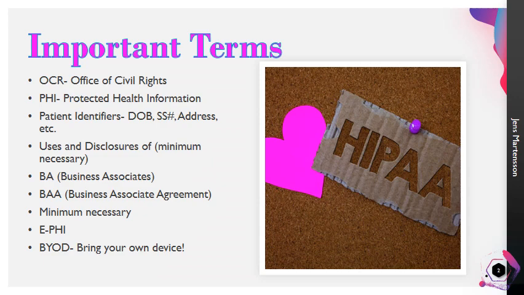So here we'll start with some important terms. Just wanted to bring a couple to your attention that you'll hear me use frequently throughout the presentation. The OCR, the Office of Civil Rights, and of course PHI, and EPHI, which is Electronic Protected Health Information.